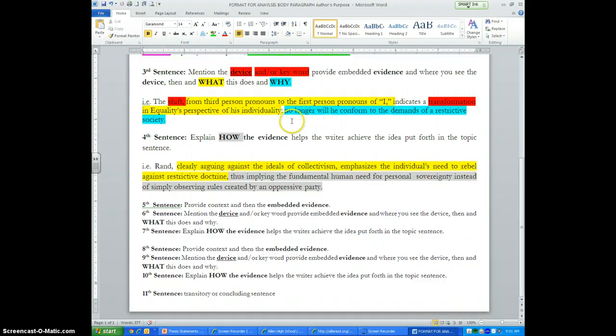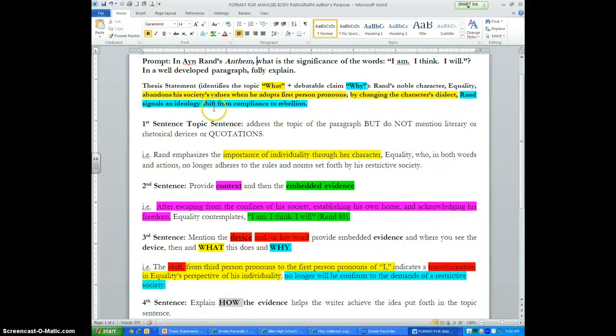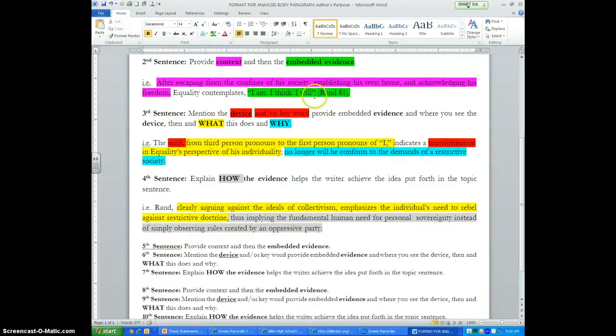Moving on to the fourth sentence. The fourth sentence is kind of tricky because I think at this point, a lot of times students become redundant. They end up saying the same thing. So I think a good way to think about the fourth sentence and the seventh sentence and the 10th sentence is to think about what evidence, what idea is being put forth here. So something maybe a little bit bigger, and then I always go back and look at my thesis statement. Okay, what is it I'm trying to prove? So explain how the evidence helped the writer achieve the idea.